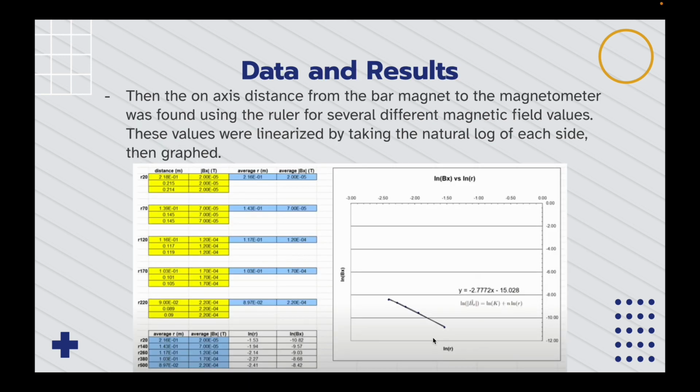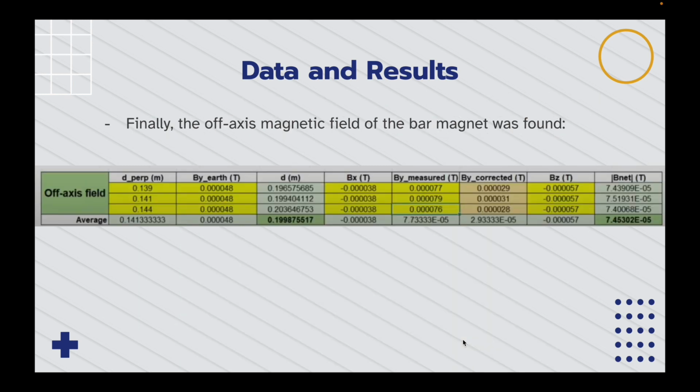Experimental portion of the lab. Notice a line of regression and the decreasing distance between the magnet and the magnetometer as the magnetic field increases. Also note the off-axis magnetic field measurements.